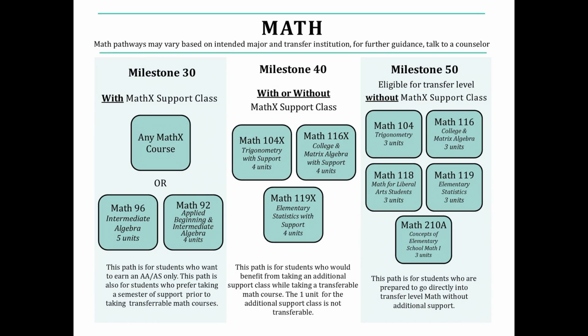Let's move on to math. Math has a similar concept as English. We have milestone 30, milestone 40, and milestone 50. Before I start to go over them, just be aware that math is major specific. Not everyone has to take the same math, and also your APs could count in place of some math courses as well. Milestone 30 is a required support course. Milestone 40 is a recommended support course. And milestone 50 is where you can go directly into your college level. But again, if you have APs, please let the counselor know.